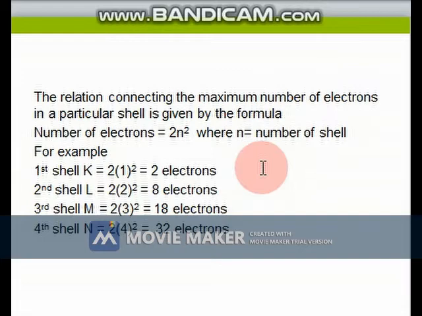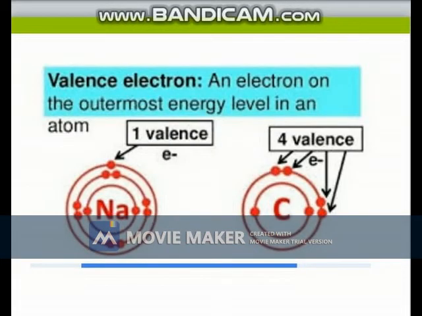So we proceed to look at what is known as valence electron. Now, when you fill the shells of an atom, the last shell, the outermost, may contain some electrons, and that electron is what we refer to as the valence electron. So a valence electron is an electron on the outermost energy level in an atom.